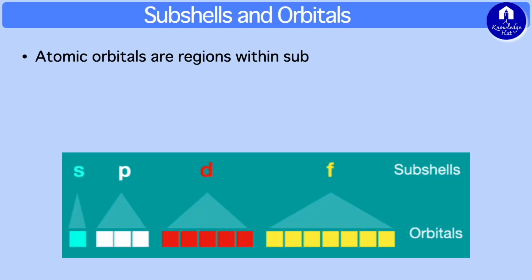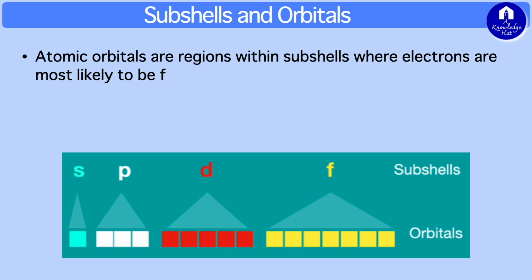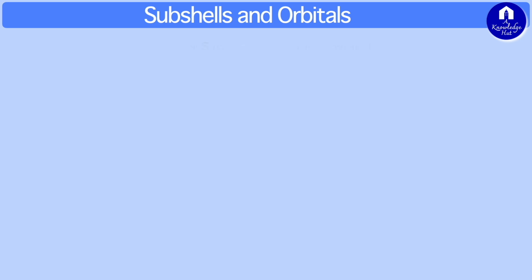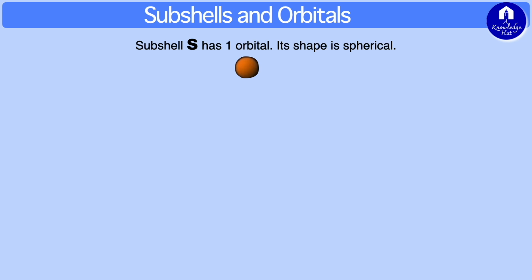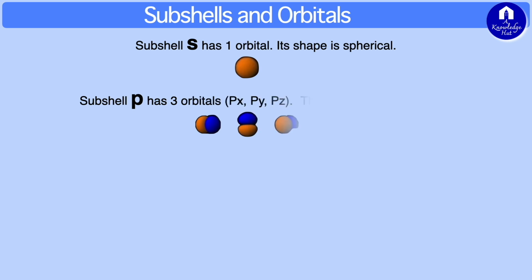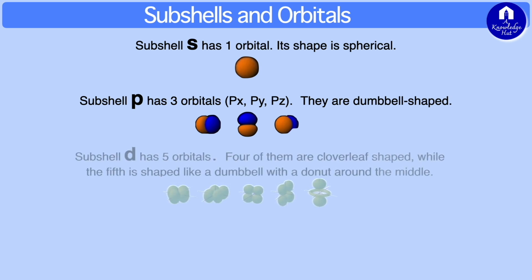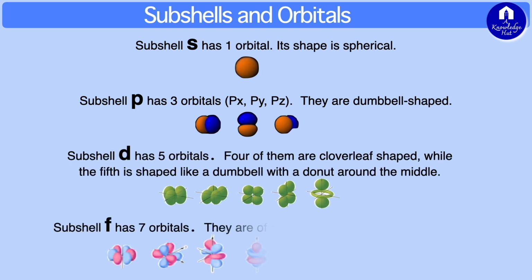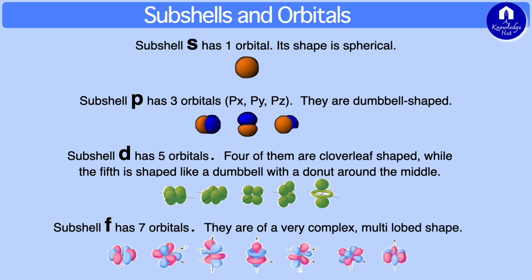Atomic orbitals are regions within subshells where electrons are most likely to be found. Subshells s, p, d and f have different numbers of orbitals, and the shapes of these orbitals also vary. The subshell s has only one orbital, which is spherical in shape. The subshell p has three dumbbell-shaped orbitals named px, py and pz, with two lobes on either side of the nucleus. The subshell d has 5 orbitals. 4 of the 5 d orbitals have a clover leaf shape, while the fifth is shaped like a dumbbell with a donut around the middle. The subshell f has 7 orbitals. They are of a very complex, multi-lobed shape.